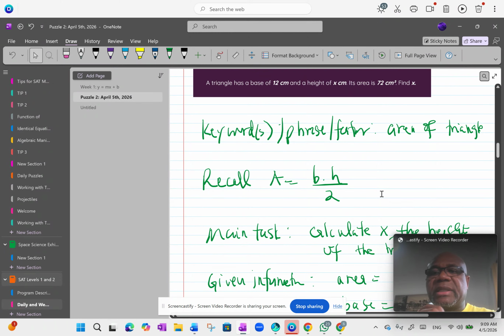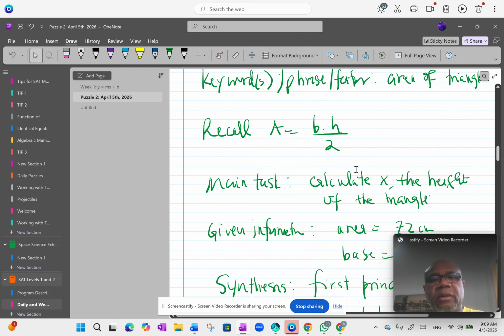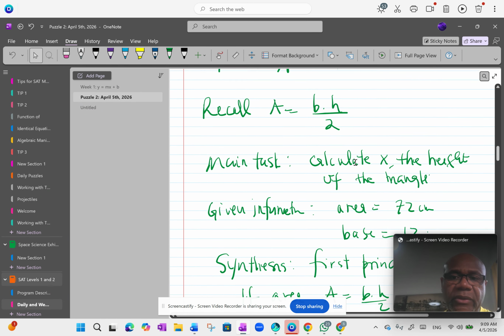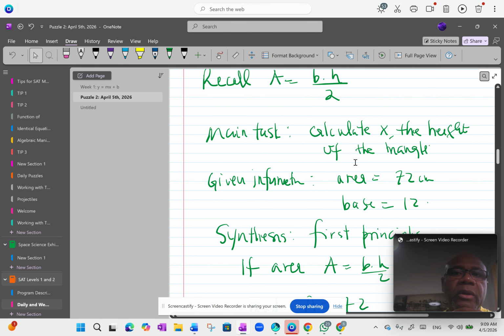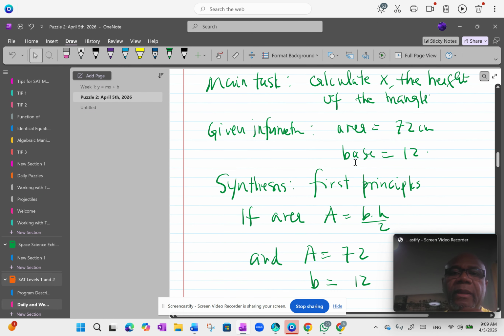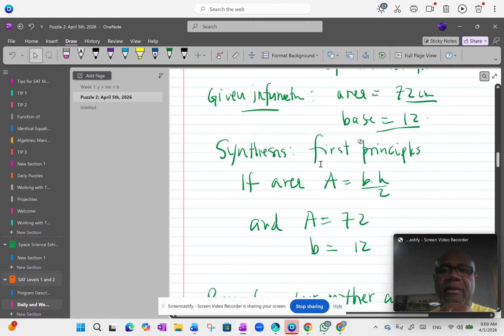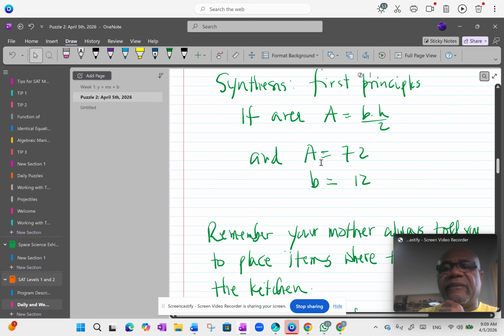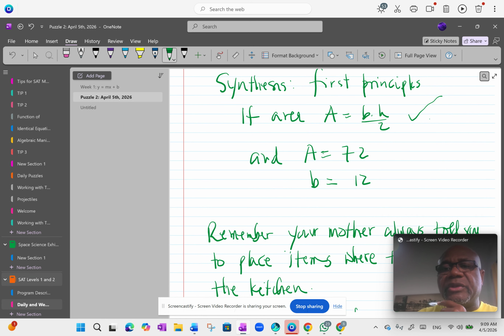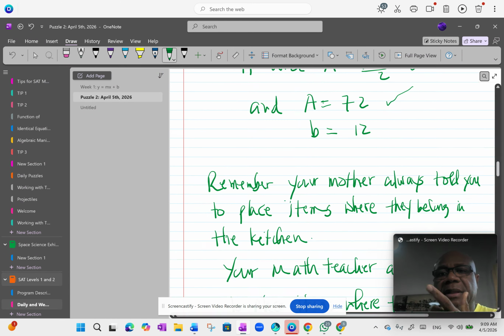So here it is basically the area of a triangle, and then recall any related facts. Recall that area equals base times height over 2. What is your main task? It is to calculate the height of the triangle. This is what we are given, the area and the base. Let's put it together. From first principles, area equals base times height over 2, and the area is 72, and the base is 12.